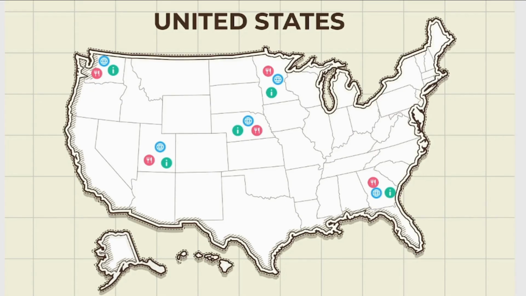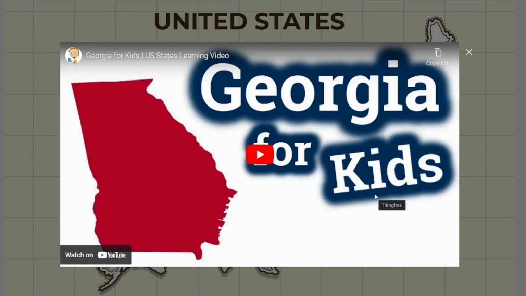Let's look at Thinglink next. This map has highlighted 5 different states in the United States. The blue with a globe icon shows a video that introduces the state.